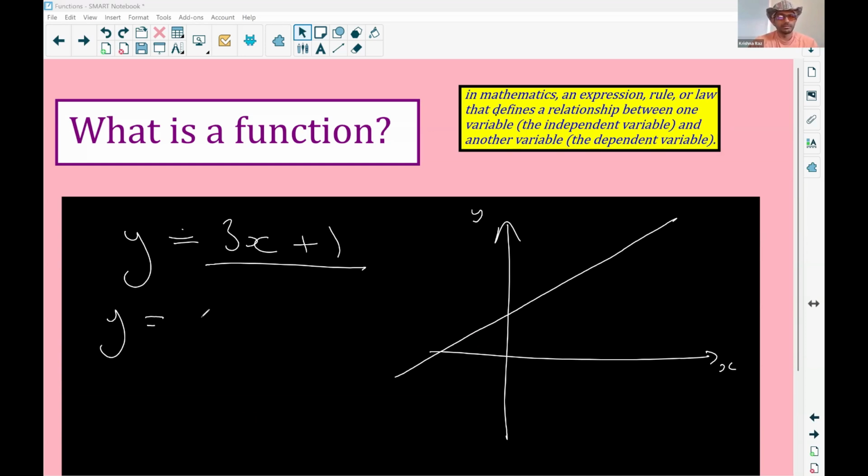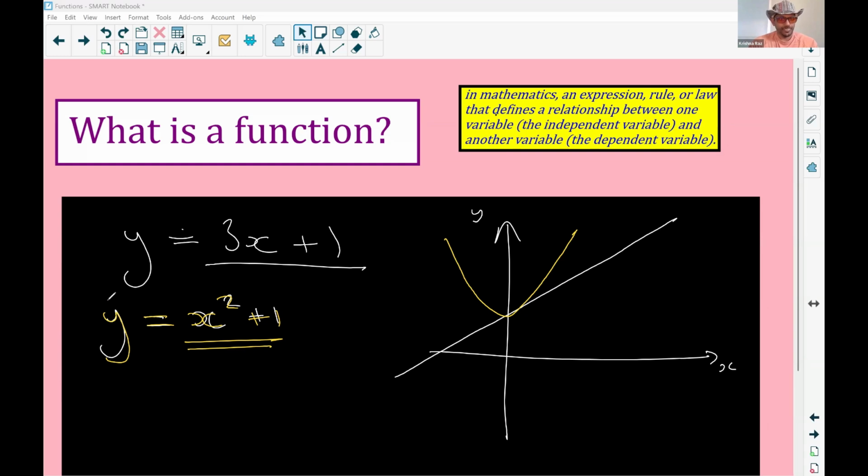So if we had y equals x squared plus 1, this time, let's do that in yellow. This time it would look something like this. Again, y has been explicitly said in terms of x. So we say y is a function of x.